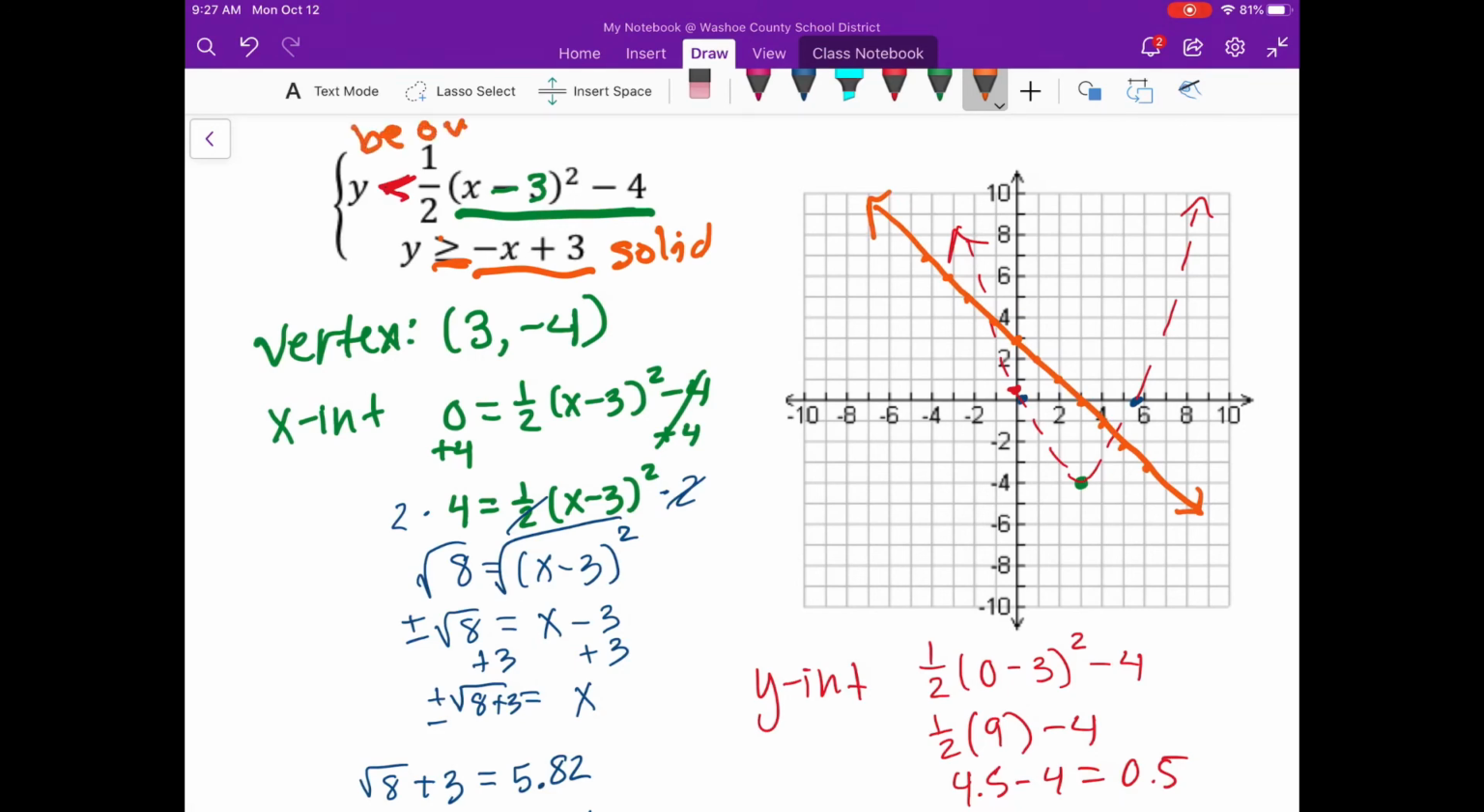So I want to be below the parabola. And I want to be above my line at the same time. So below parabola means like under the U, but at the same time above the line. So there's actually going to be 2 regions here. Here I am both above my line and also below my parabola, but also here. So make sure that you have both regions shaded. Again, it has to satisfy this both under the U, but above the line.